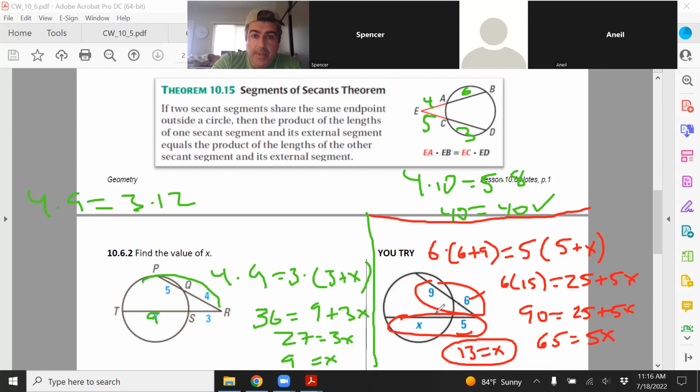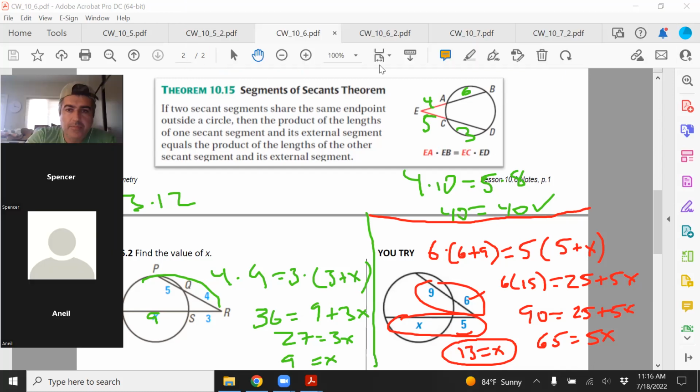And that would make sense because if I double check my work, you have 6 times 6 plus 9, which again is 90. And then 5 times 5 plus 13, which would also be 90 because you get 5 times 18, which is 90. Okay.